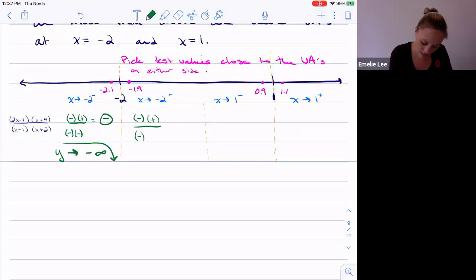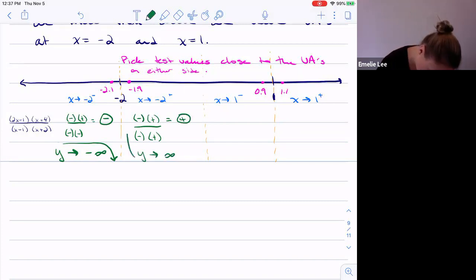-1.9 minus 1 is negative. And -1.9 plus 2 is positive. So overall here, I've got a negative over a negative, which overall is a positive number. So what that looks like, right, is that y is going to positive infinity. So that means, oops, not that one. That means here, it's going up like that. Okay. Remember, this is just a divisor. I was using it as a vertical asymptote. It's not. But now we do the same thing with 1.